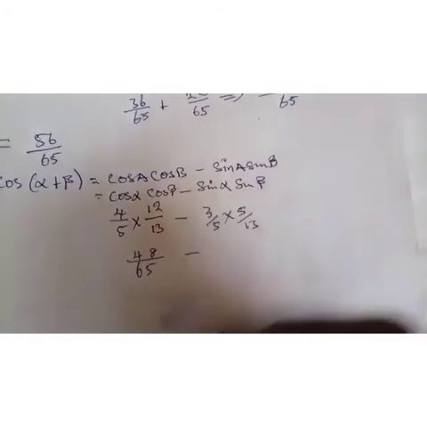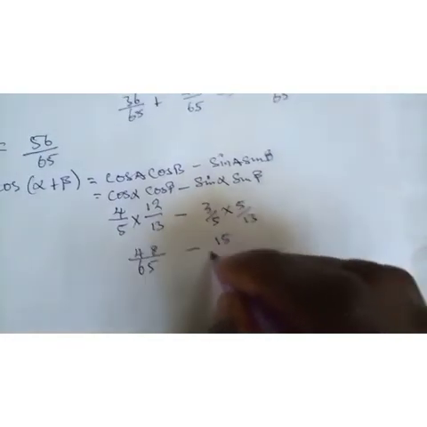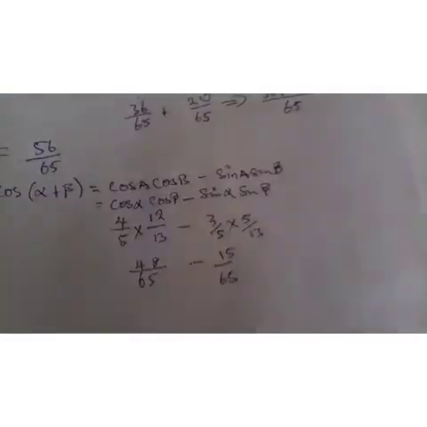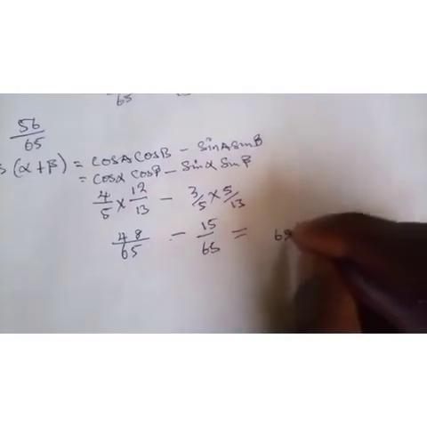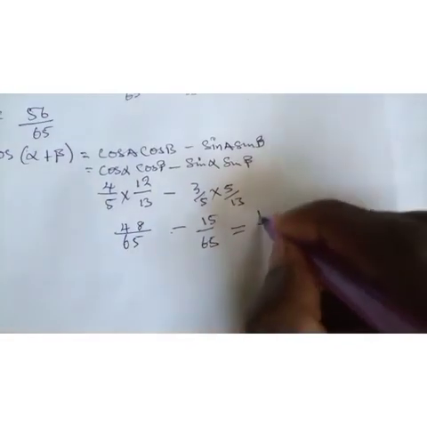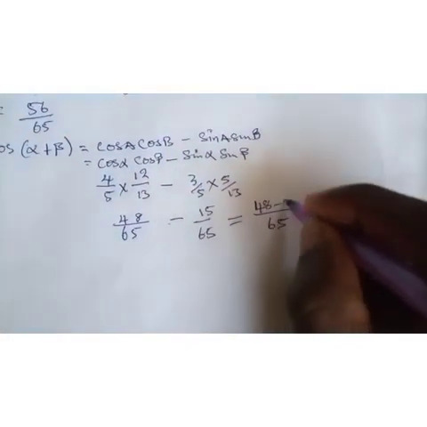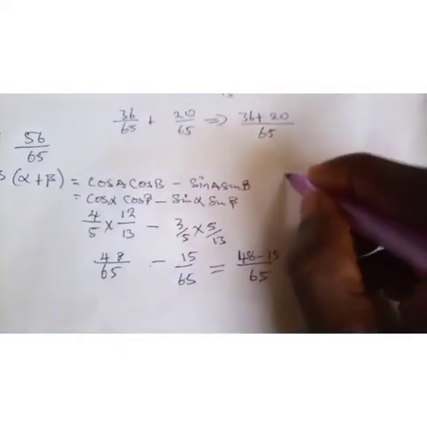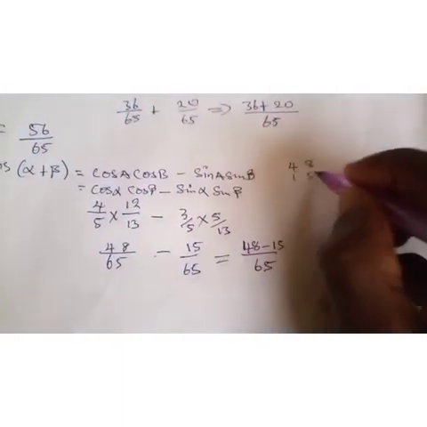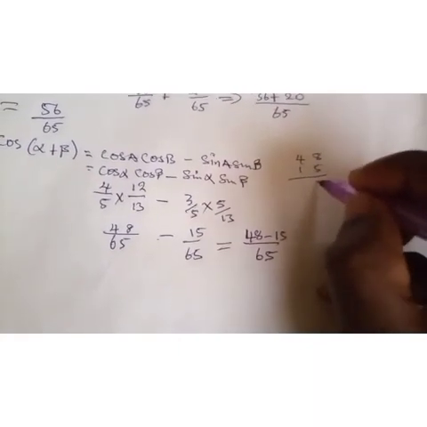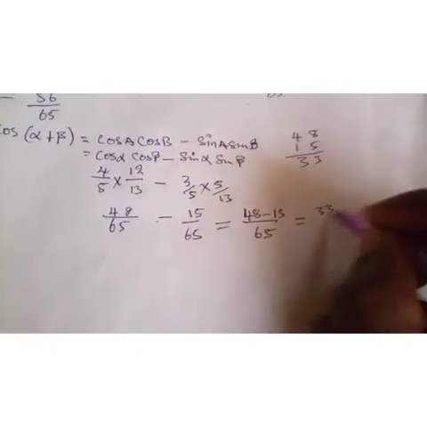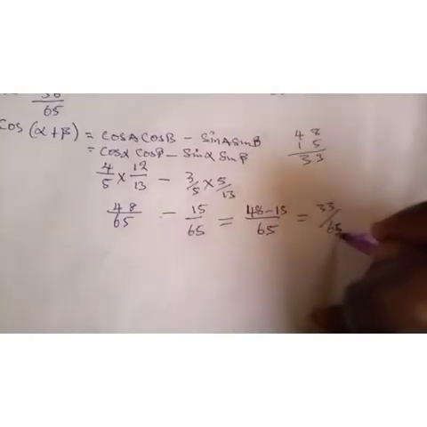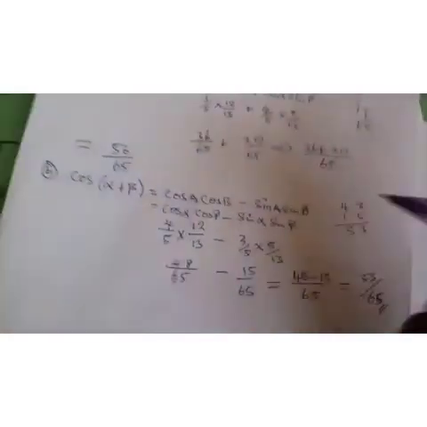So it will be 48 minus 15 over 65. When you find the LCM, it will be 65, and you subtract the numerators. 48 minus 15 gives us 33, so the answer will be 33 over 65. You can see how simple it is. I know you are enjoying it.